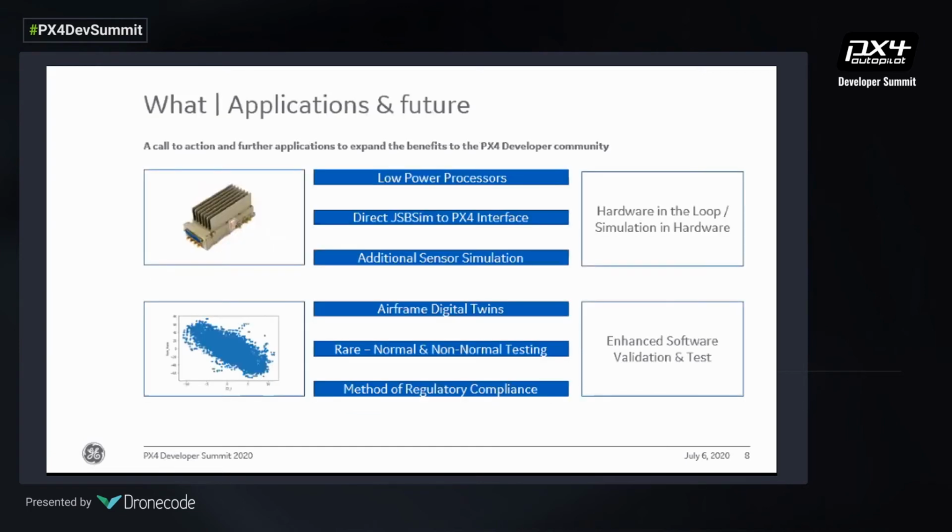So now into the what. So the applications going forward. We see two big takeaways from this work thus far. The first is that we were able to implement this solution in a very low power processing environment. So the whole JSBSim to PX4 interface, additional sensor simulations, all in hardware that's roughly equivalent from a processing perspective to a Raspberry Pi. So we found that to be very powerful for not a lot of required power.